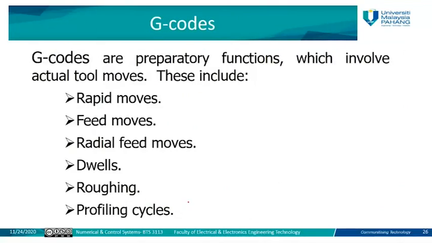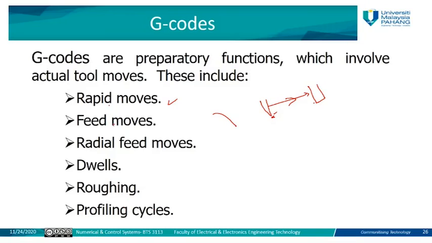So these are the main preparatory functions we use for G code. Rapid move is used to move the spindle from one point to another very fast. When we say rapid move, that means it moves without performing any task between point 1 and point 2. Feed move means it moves while performing some task. Radial feed moves depend on circular movement. Then there are dwells, roughing, profiling, cycles, and so on.